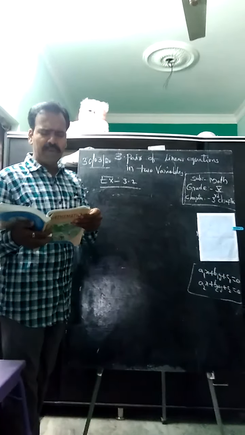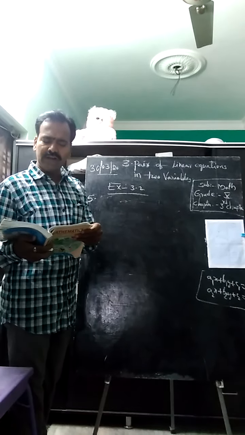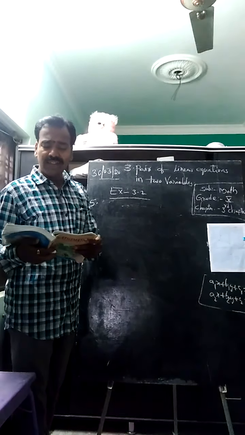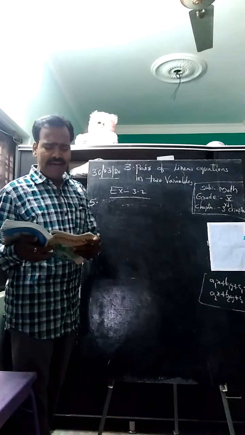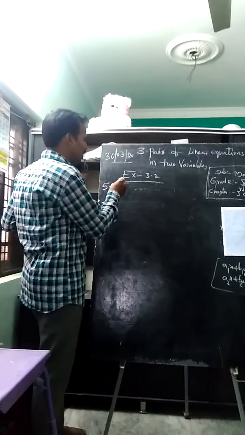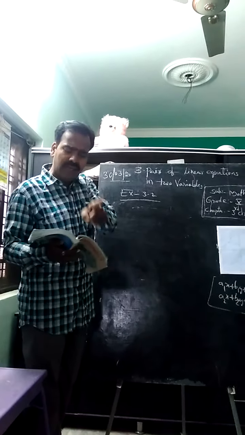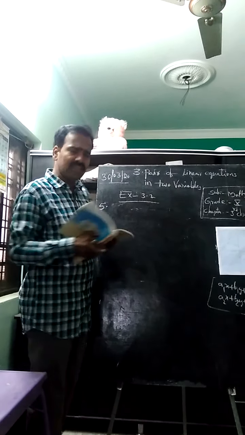So now in this exercise, the fifth problem is given. Given that half the perimeter of a rectangular garden, whose length is 4 meters more than its width, is 36 meters. I mean, length is 4 meters more than its width.